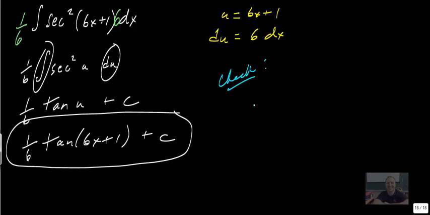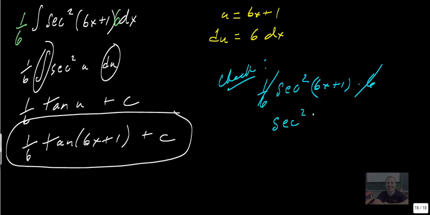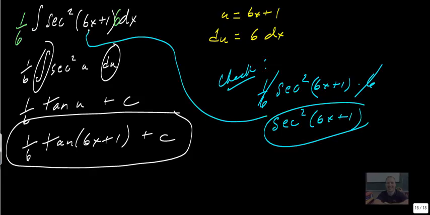Check that. Take the derivative of 1/6 tan of 6x plus 1. The derivative of tan is secant squared. And we had this 1/6 out there already. So take the derivative of this is this, and of course, we have to multiply by 6. So the 6 and the 1/6 cancel each other out. We have secant squared of 6x plus 1, and that is exactly what we had in the original question right here. So you're good to go. It checks out.